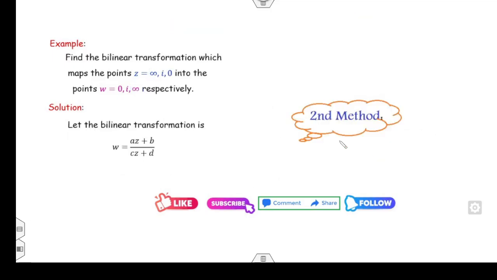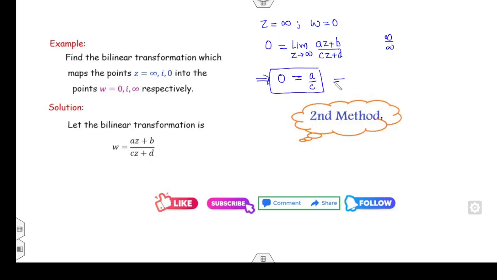Second method, we can use with the help of the bilinear transformation. What is given to you? Z is equal to infinity. The corresponding value is my 0. So I can substitute here, when W is 0, Z is infinity, means you can take it as the limit as Z approaches infinity of AZ plus B over CZ plus D. What does it imply? It's an infinity by infinity form. I can apply the L'Hopital rule. So A over C is equal to 0. That implies A is equal to 0.